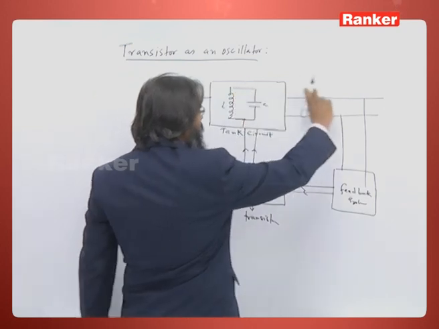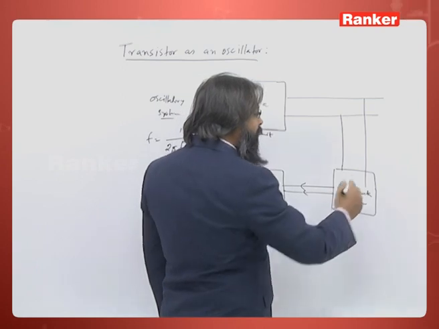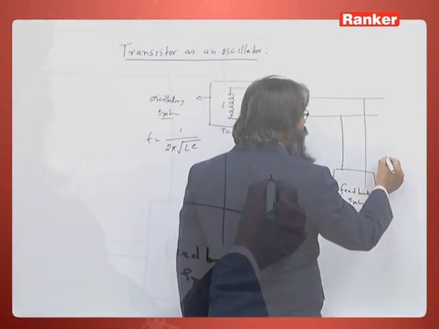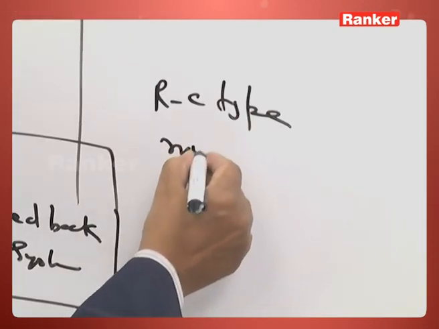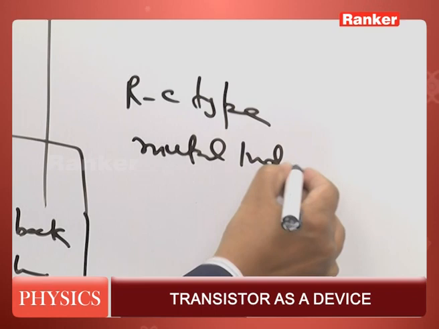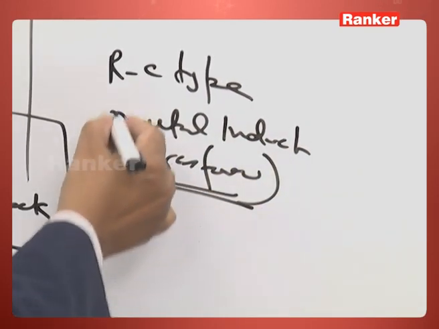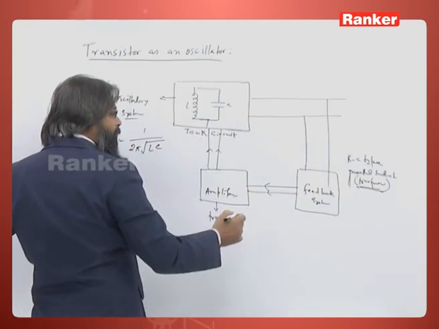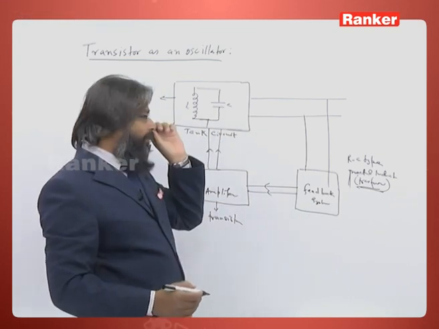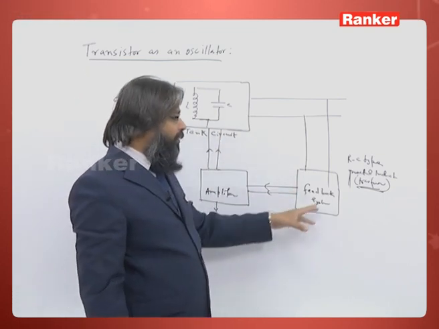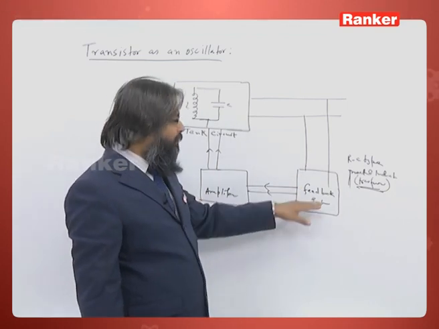Now, this is connected to the amplifier by a feedback system. This feedback system can be of RC type or a transformer, that is based on mutual inductance. So, through a transformer we will see this. There are different types of feedback systems, and accordingly the names of the oscillators are given. The name of the oscillator is based on the feedback system.